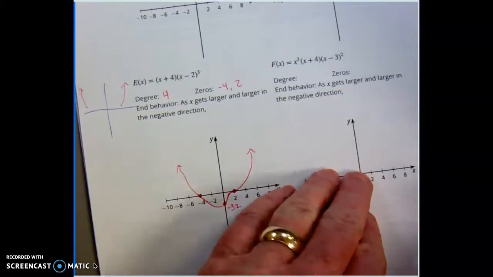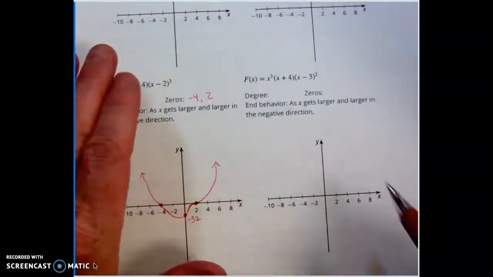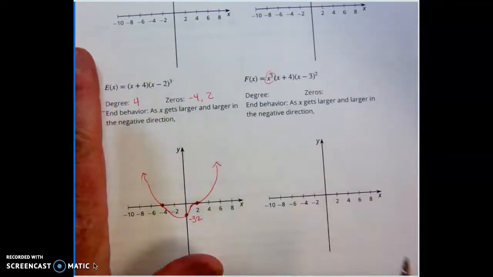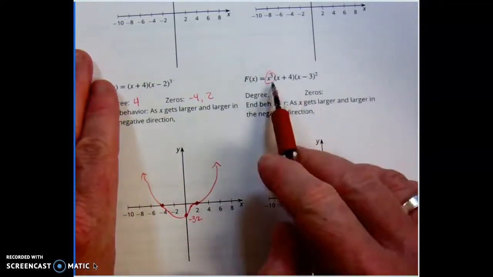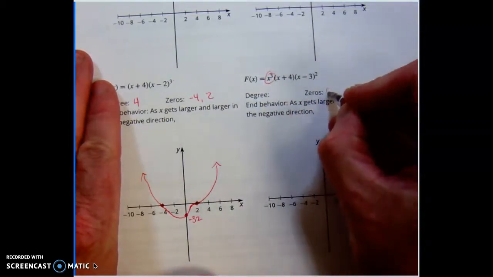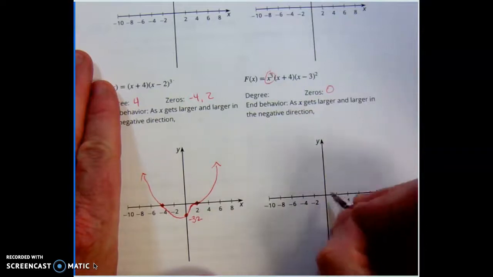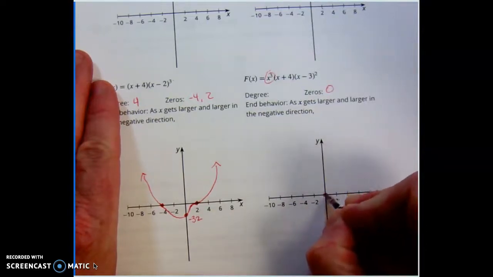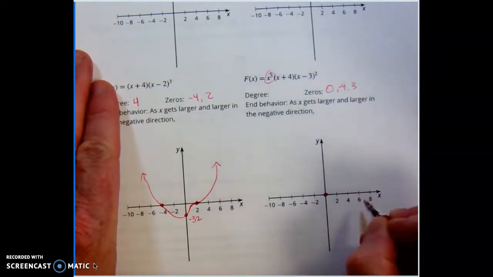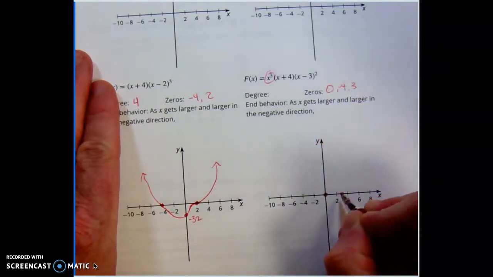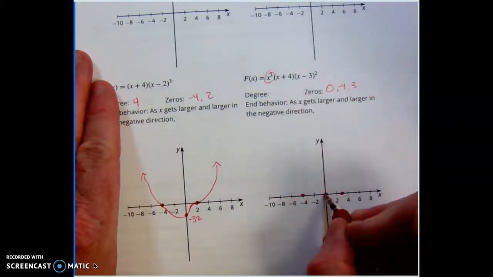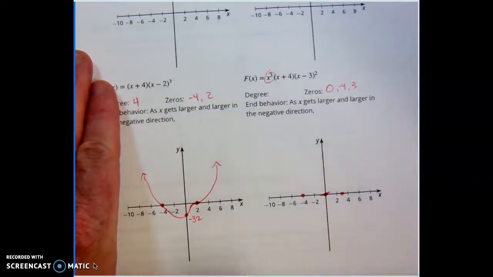All right. Only other thing you're going to see is like on F. And I'm not going to do this whole problem. I'm just going to give you a heads up here. If you have x as a factor, that means one of your zeros is going to be at 0. So you have a key point at 0. You also have negative 4 and positive 3.